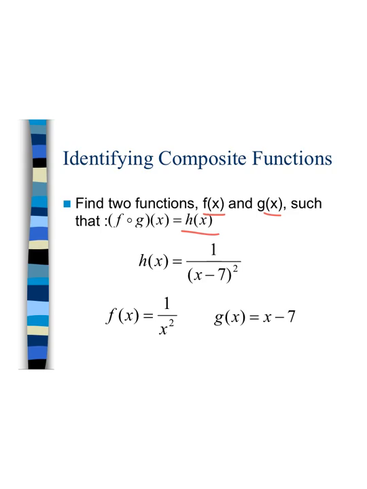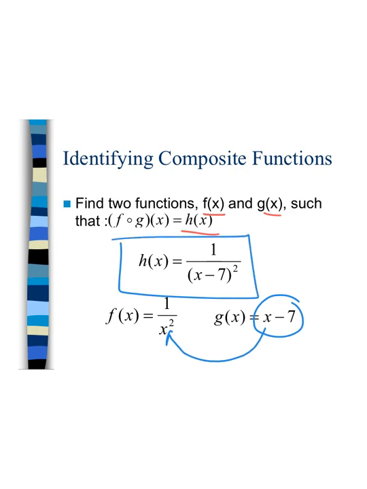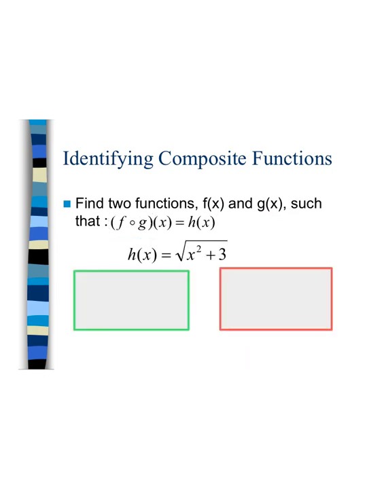And if I were to then take my composition, if I took my x minus 7 and I plugged it into my x squared, then I would get exactly my h function, which means I know I'm correct.